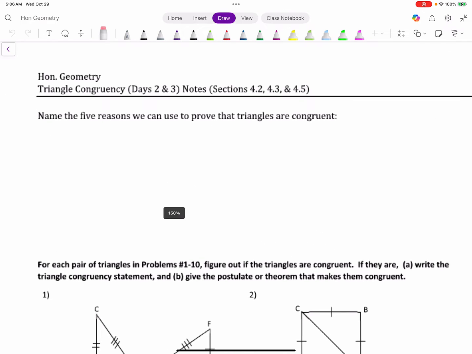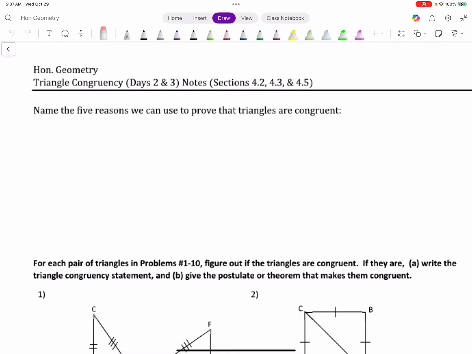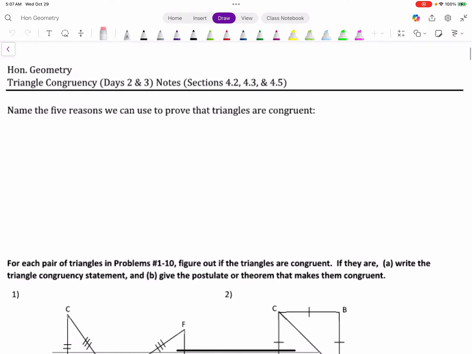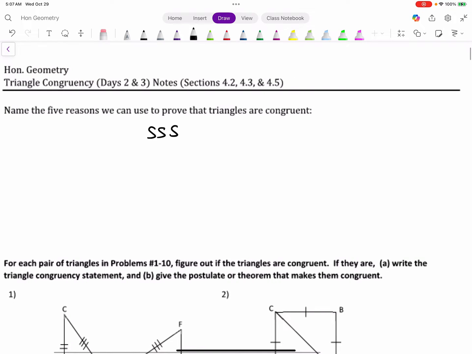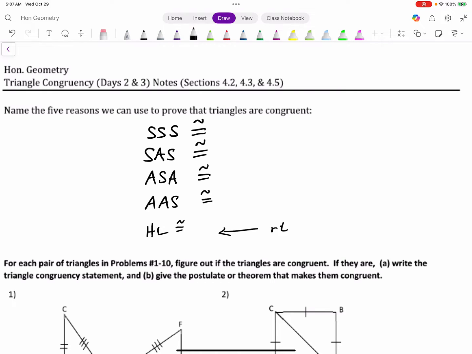All right. So you learned yesterday that there are 5 ways that we can prove triangles are congruent. Oops, turn the pen on. So there's side, side, side congruency. There's side, angle, side congruency. There's angle, side, angle. There's angle, angle, side. And hypotenuse, leg. But remember, this one, right triangles only.